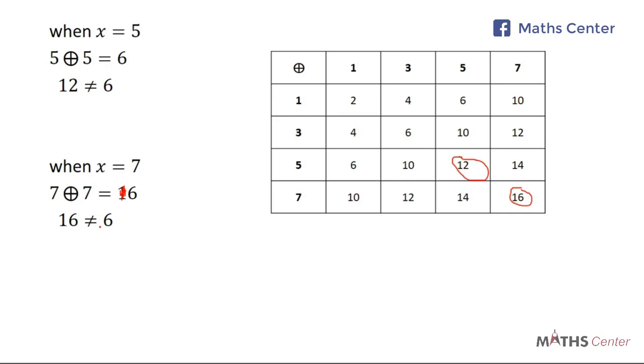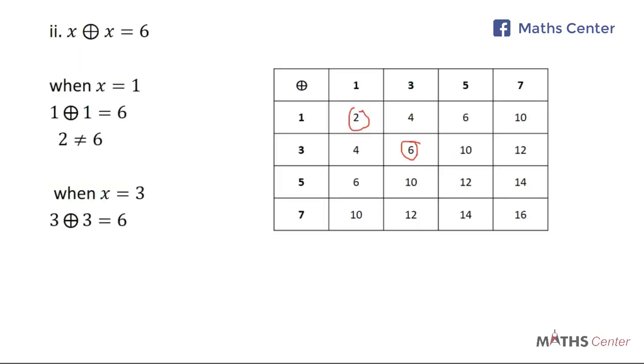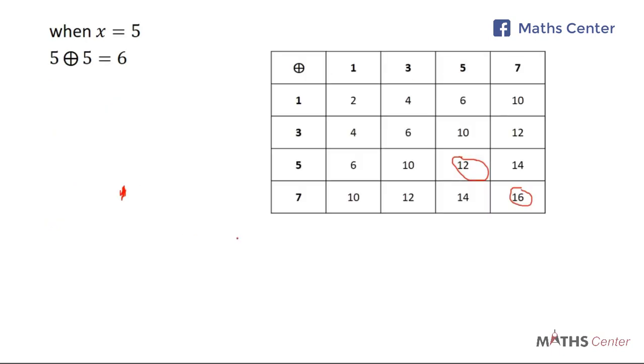So you will see that from here, when we check the whole thing, we saw that it is only x is equal to 3 that satisfies it. So we can see that therefore x is equal to 3 for the second part. I hope that is clear.